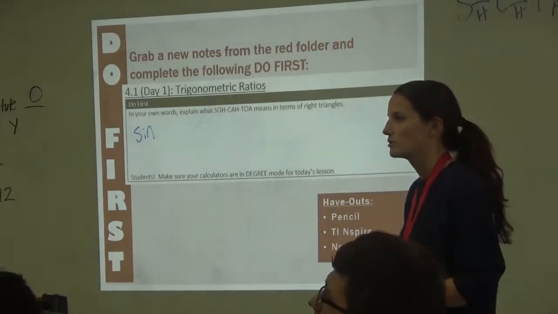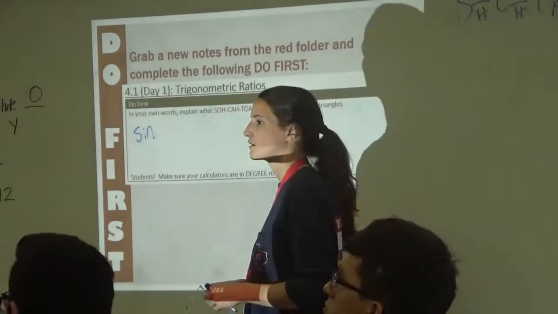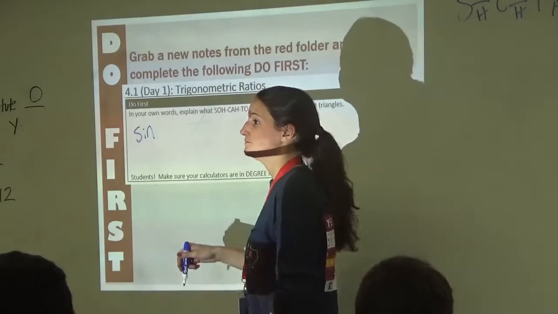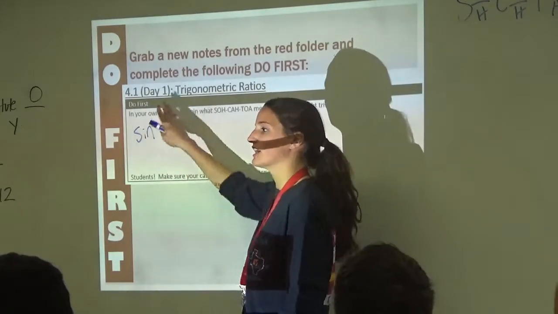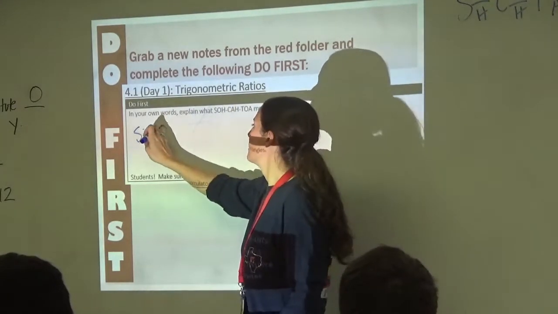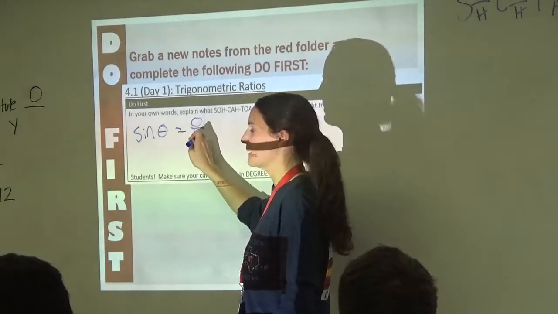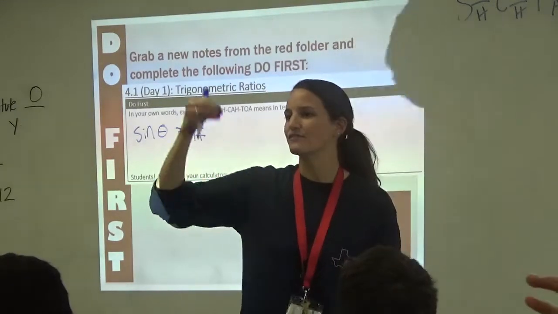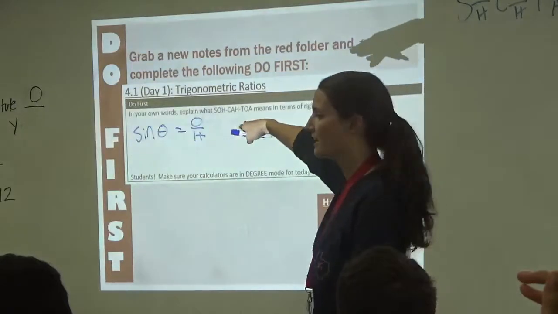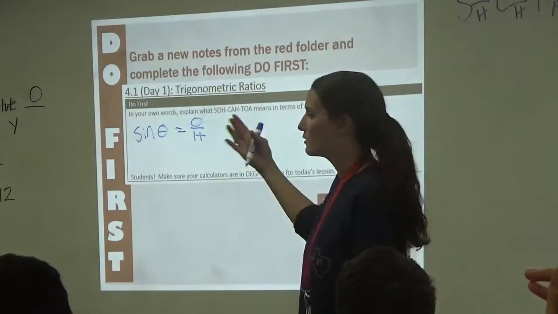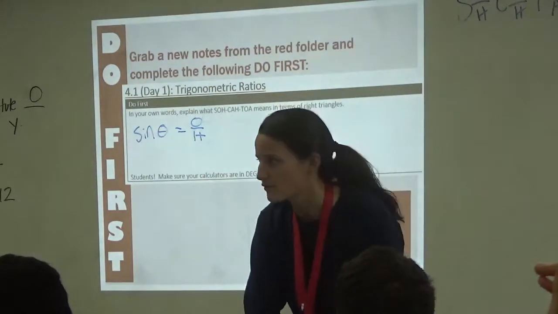Lazaro, what else? It's about the angle and sides of the triangle. So technically it's relating the angle to the opposite and the hypotenuse. Okay, so it's sine of some angle, which I'm going to write theta, stands for an angle, equals the opposite over the hypotenuse for that first one.